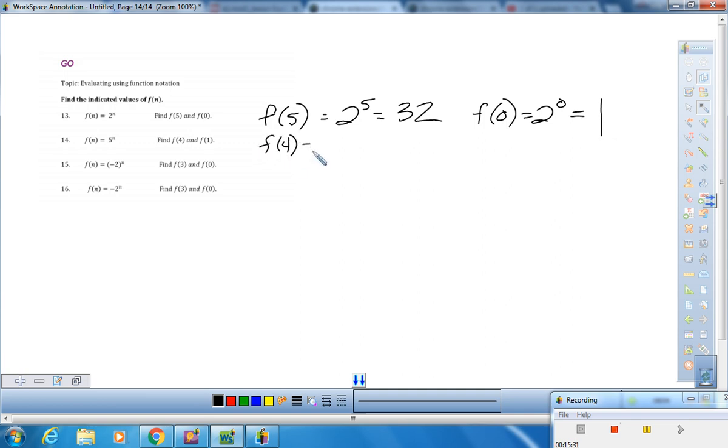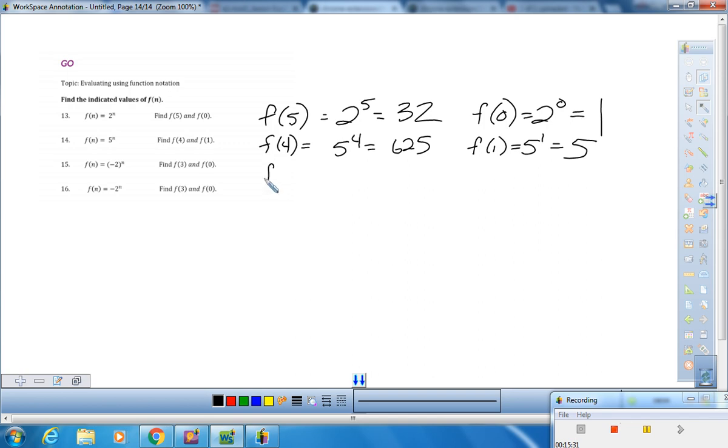f of 4 for the next one will be 5 to the 4th. Good chance for you to practice typing that into your calculator. Should be 625. f of 1 is 5 to the 1st, which is 5, and I think you guys will be fine. Well, we should do 15 and 16 because they are different.